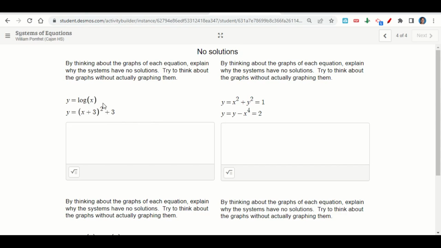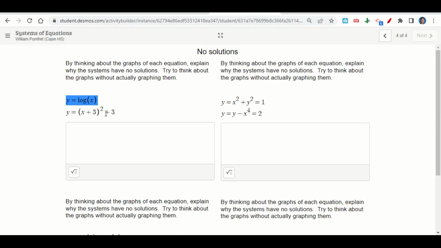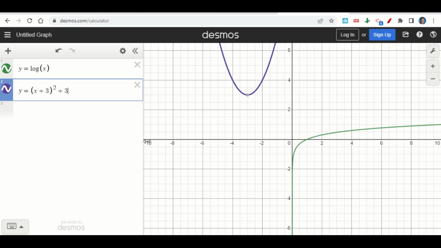So the first one is y equals log base x. So let's go ahead and copy that and bring it over and paste it in here. So we have y equals log x. So that's what the graph looks like. Now the other one, we will copy this one now and go ahead and paste it. And notice, because we lifted this up here, it's never going to actually cross the other one.